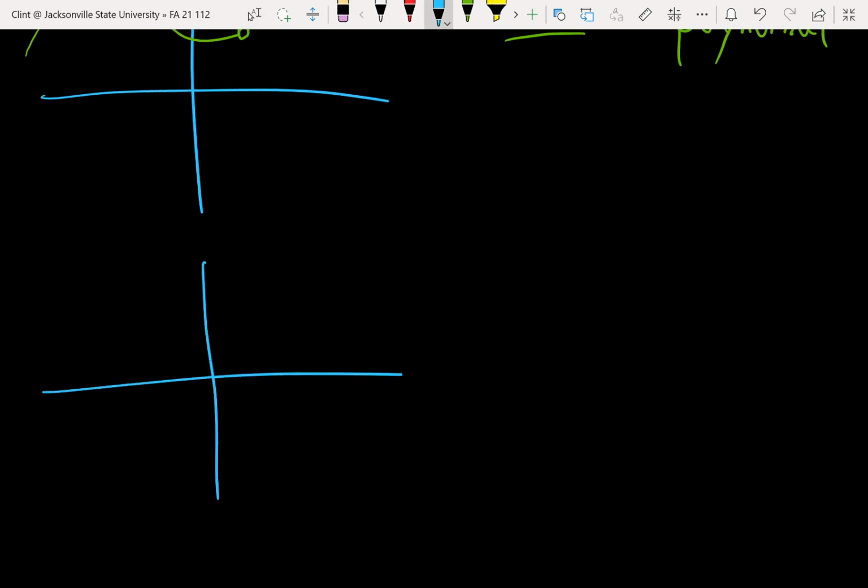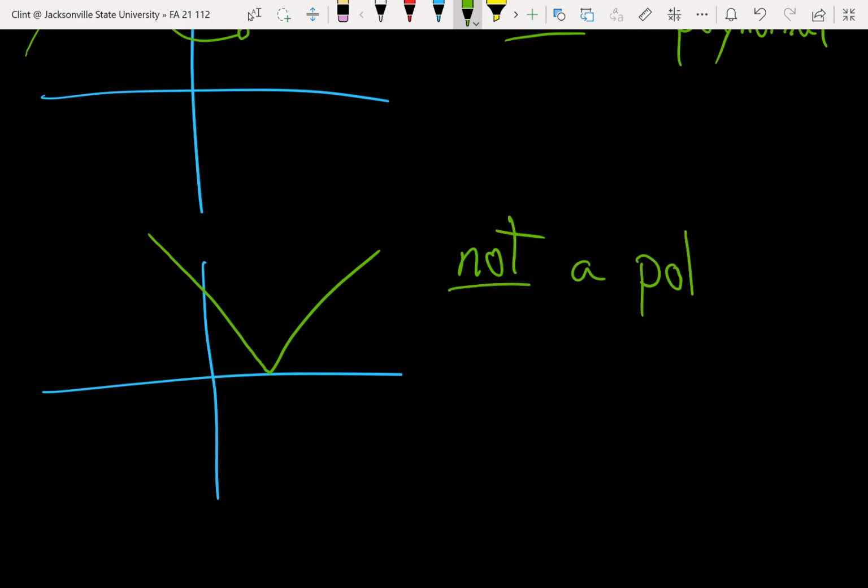Here's another one. We can think about graphs that are similar to absolute value. There we have a corner. That's not allowed, so this one would not be a polynomial. So the absolute value function is not in the polynomial family.